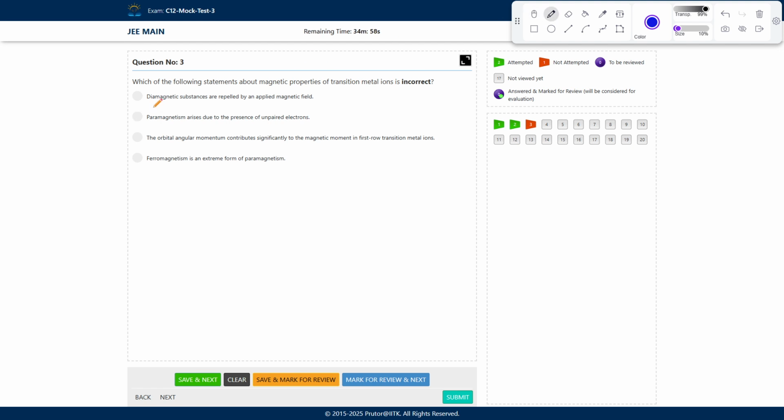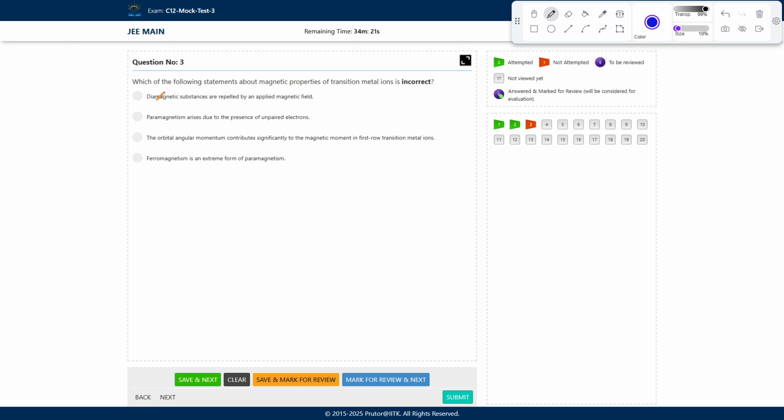The first one is: diamagnetic substances are repelled by an applied magnetic field. Paramagnetism arises due to the presence of unpaired electrons. The orbital angular momentum contributes significantly to magnetic moment in the first row transition metal ions. Or ferromagnetism is an extreme form of paramagnetism. Now, if you see one by one, the first statement is the correct statement, because diamagnetic substances are repelled by the applied magnetic field.